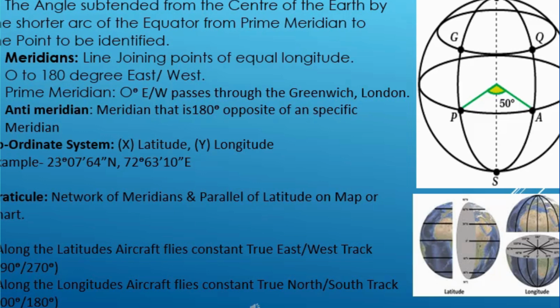After that, we also have another picture. Here we can see that the latitudes are the horizontal lines and the longitudes are the vertical lines on the earth surface. We represent them on the earth surface, and they are present on the maps or charts.